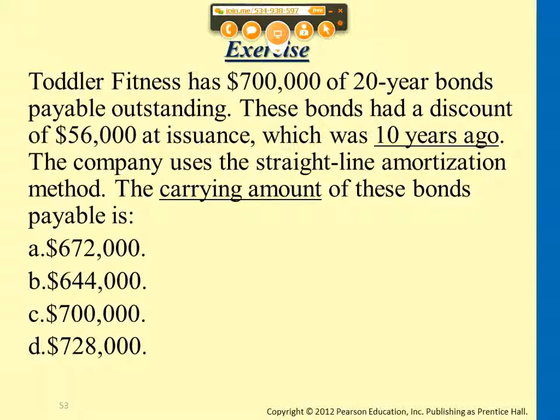So it tells you the discount amount is $56,000 at the time point when they issue the bond. That basically is the amount that they did not get while they issued this $700,000 of bond. And this happened 10 years ago. So if the company uses straight line amortization method, that basically is the method that we have been using in class, then the carrying amount of these bonds payable after 10 years, what's the carrying amount of the bond?